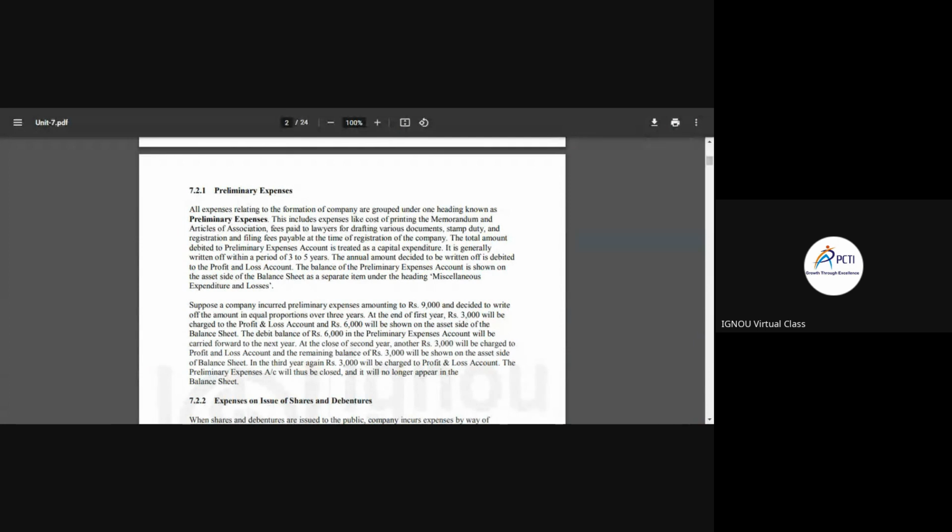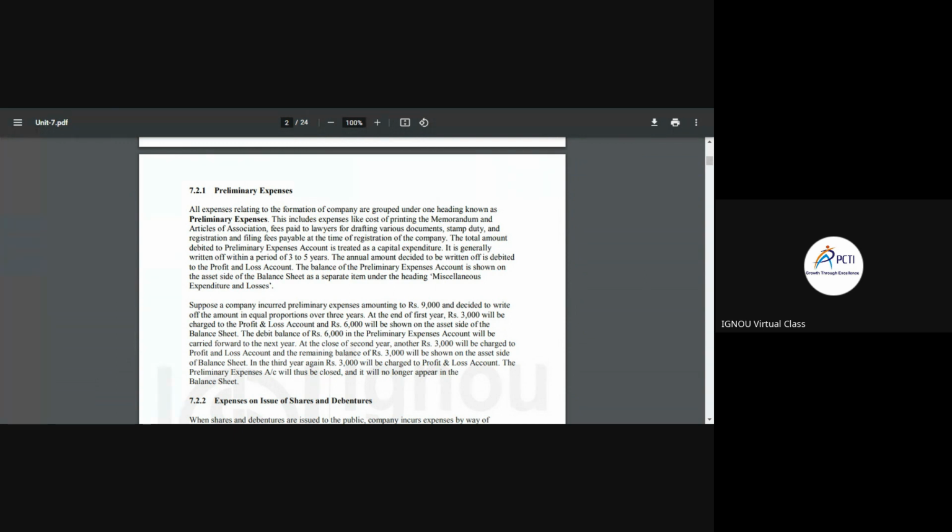So all these accounts will be debited to the preliminary expenses account and treated as capital expenditure. They have to be written off within a period of 3 to 5 years, and the annual amount that is decided to be written off is debited to the P&L account, that means the profit and loss account. And the balance of the preliminary expenses account has to be shown on the asset side of the balance sheet as a separate item under the heading of miscellaneous expenditure and losses.